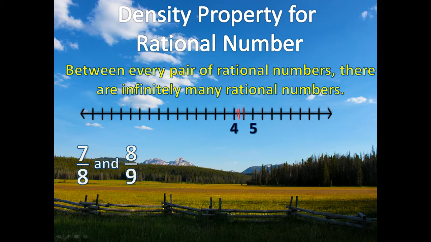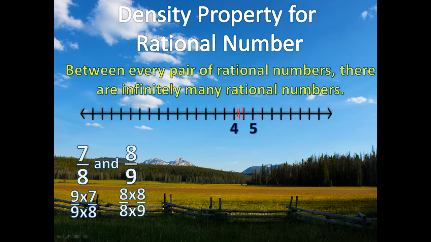So let's take a look at finding a number between, and in this case, in our strategy, what we're actually going to be doing is finding a number halfway between two rational numbers. So let's say we have 7/8 and 8/9. Really the strategy here is that we're going to find the average of the two, where you add them together and divide by 2.